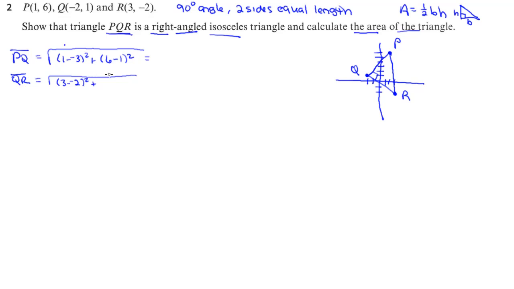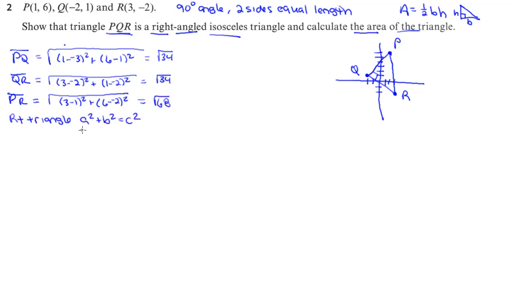The other thing is, keep in mind that a lot of people will write this formula with x1s and x2s and stuff like that. It doesn't make a difference what order you do the x's and y's in, so you can subtract them in whatever order you're comfortable with. Anyway, what I'm going to get is that the two sides are both square root of 34, and the hypotenuse is going to be square root of 68.